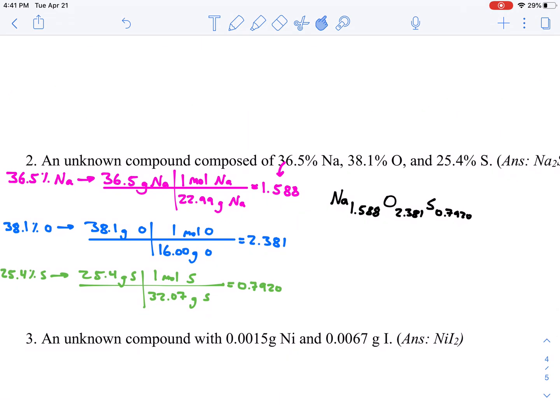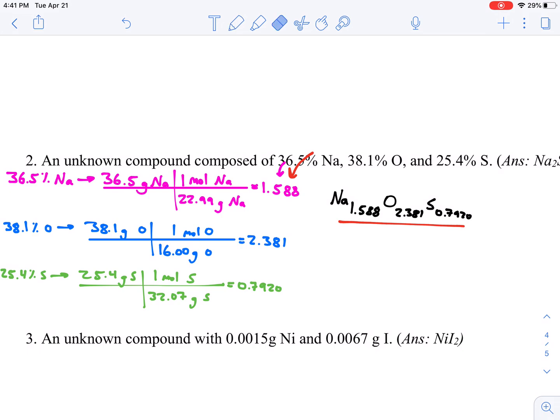And that's all well and good, except you're probably thinking, and you're right, that we have never seen a formula that looks like that, right? We don't deal with decimal points like that. What we want is whole numbers. And so how do you turn this number into whole numbers? And by the way, remember, this is a number of moles. So it's a ratio of 1.588 moles of sodium to 2.381 moles of oxygen to 0.7920 moles of sulfur.